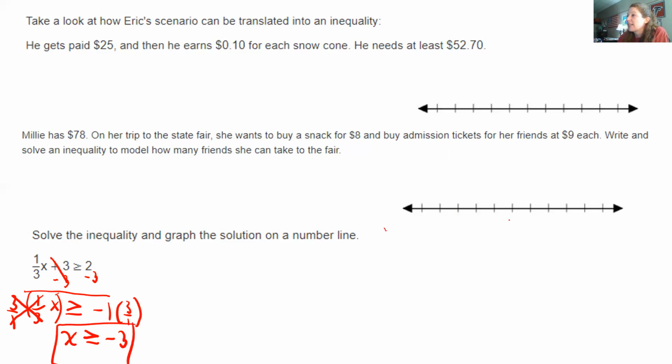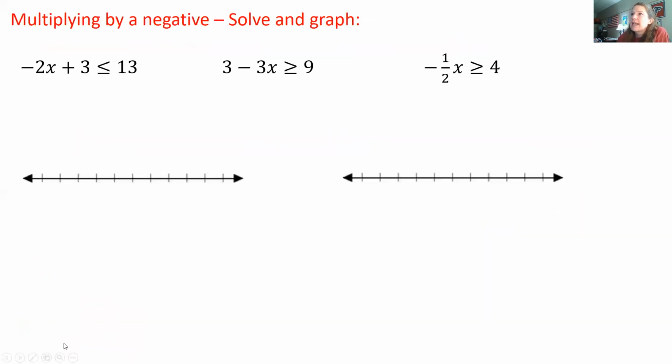-3. So we're going to find -3. This would be -1. This would be -5. So we have a closed circle because it says "or equal to," and our arrow points to the right. Okie doke. All right.